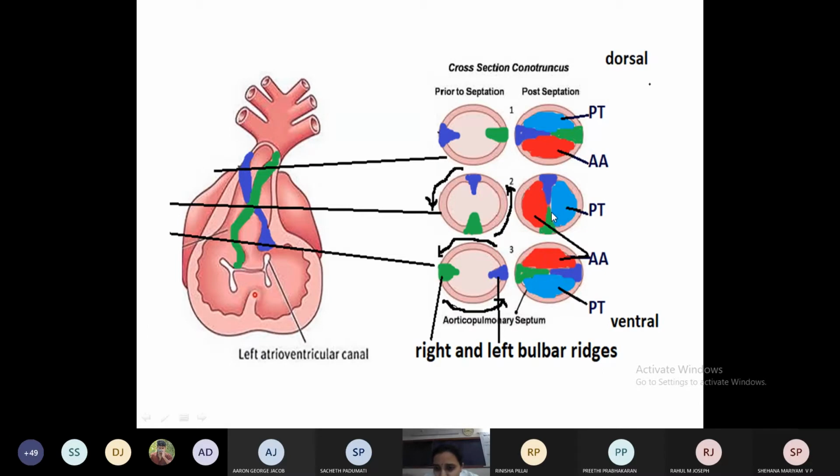In the middle part, this turns. This pulmonary trunk goes to the left side and ascending aorta goes to the right side. And in the more frontal plane, ascending aorta is in the front and pulmonary trunk is behind. So as the septum is spirally arranged, we can see this arrangement.